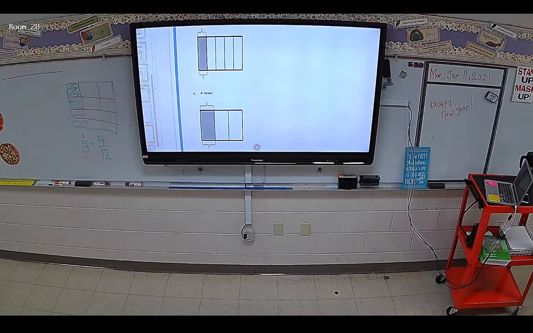All right. Let's flip the page. Okay, now the tape diagram is not with us. It's not there for us. We're going to have to make it.